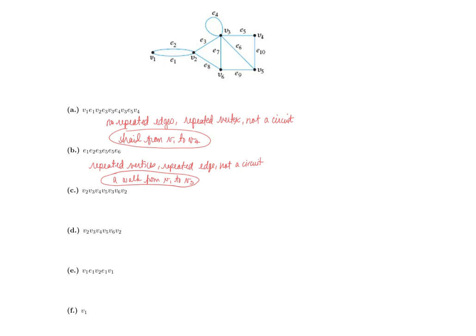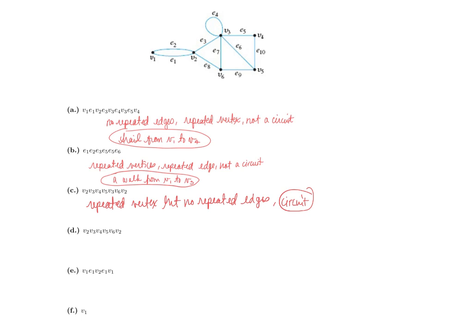I meant, sorry, 2, 3, 4, 5, 3, 6, 2. So we did one of these guys. So we repeated V3 again. So we have a repeated vertex, but no repeated edges. And we began and ended in the same place. So it is a circuit. So we know we've got a circuit.